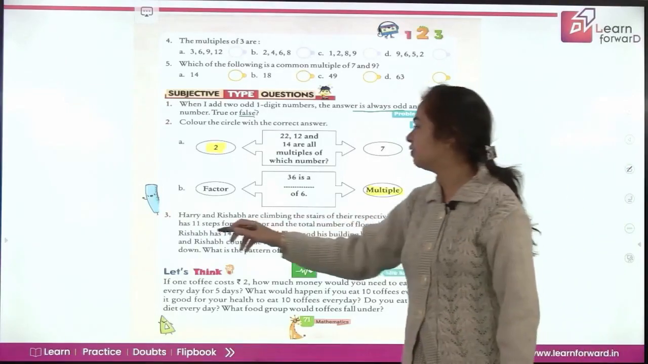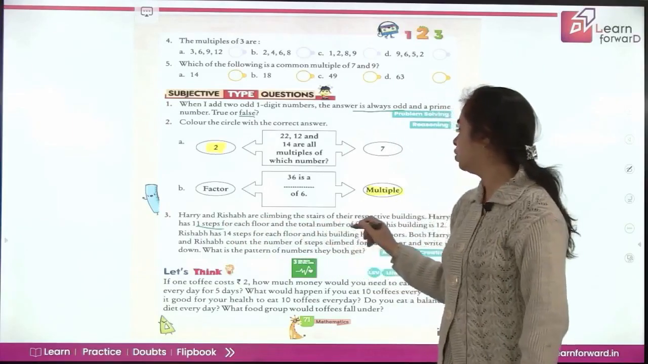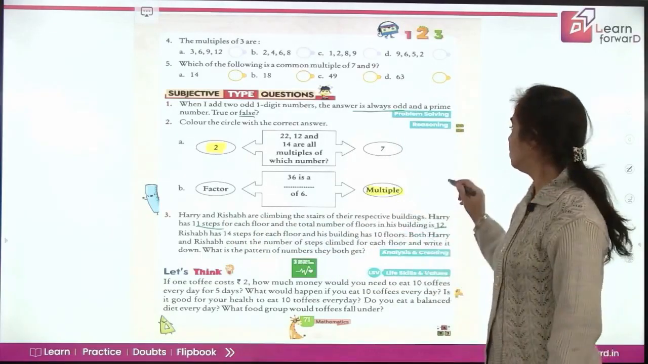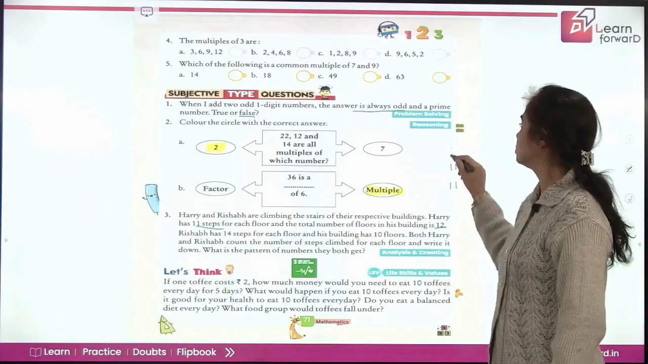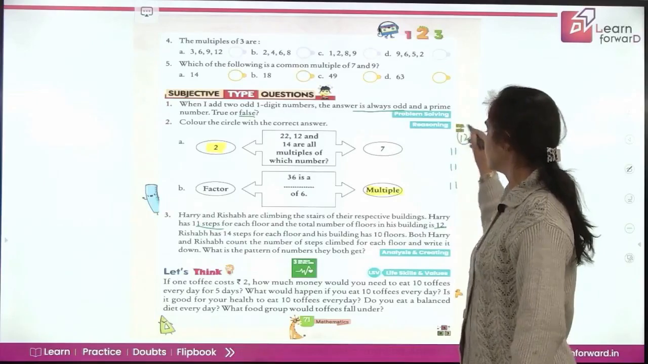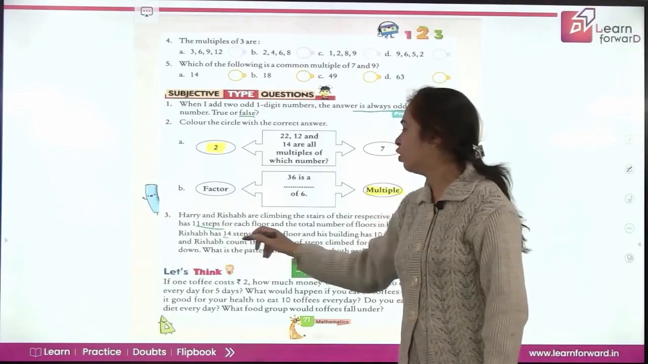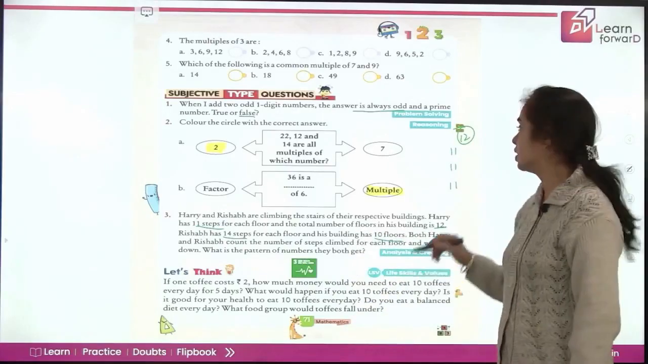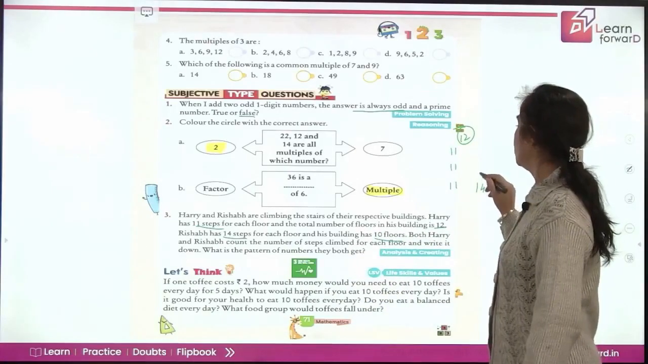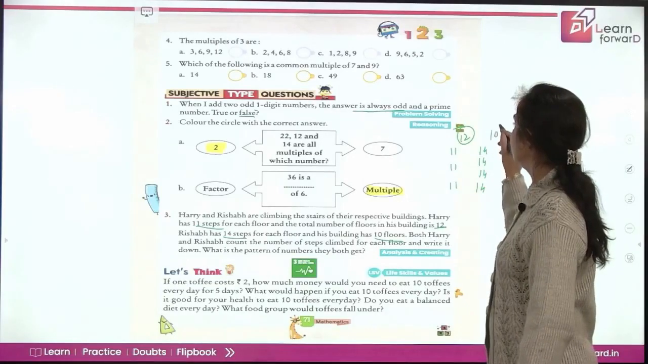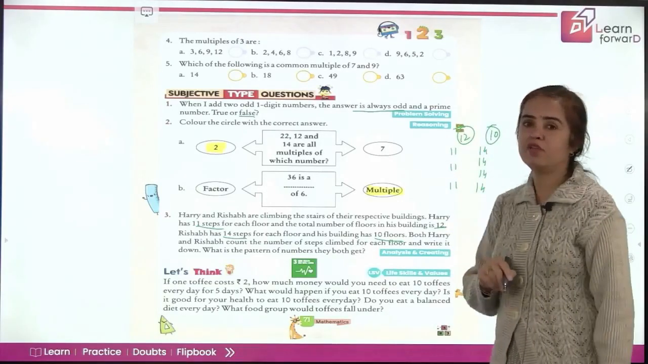Harry has 11 steps for each floor and the total number of floors in his building is 12. So he'll be going 11 steps, 11 steps, 11 steps like that up to 12 stories. Rishabh has 14 steps for each floor and his building has 10 floors. That means he'll be going 14, another 14, another 14, another 14. How many times? It has just 10 floors.